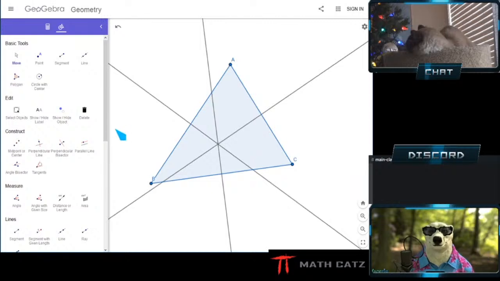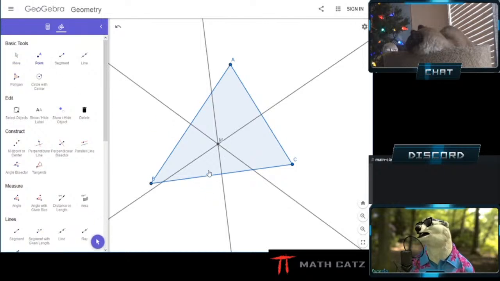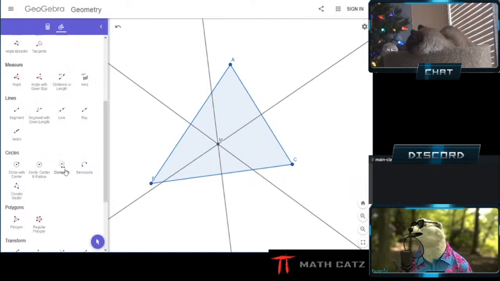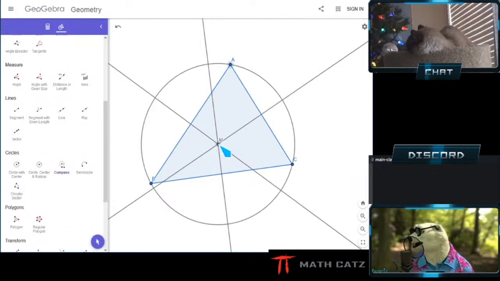Now, I'm looking for a circle. Let's make the point proper. Point M is going to be the center of my circle, and the distances M to A, M to C, M to B are all the same. And that is the radius of the circle that'll wrap around this triangle. I can use the compass tool again, sure. Compass tool. Outside to center, right? Outside to center. Look how beautiful that is.